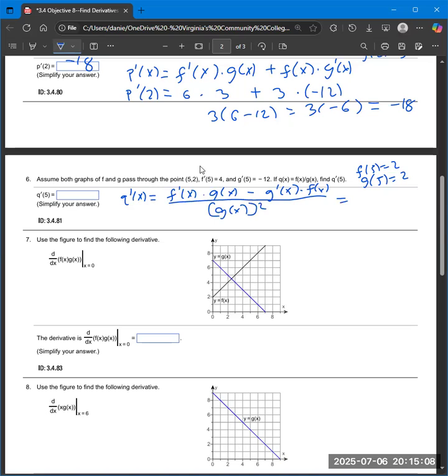It's going to be f of x and g of x are the same. So this is 2 times f prime of x is 4 minus a negative 12 is plus 12 over g is 2. 2 squared is 4. 4 goes into 16 4 times. 2 times 4 is 8.